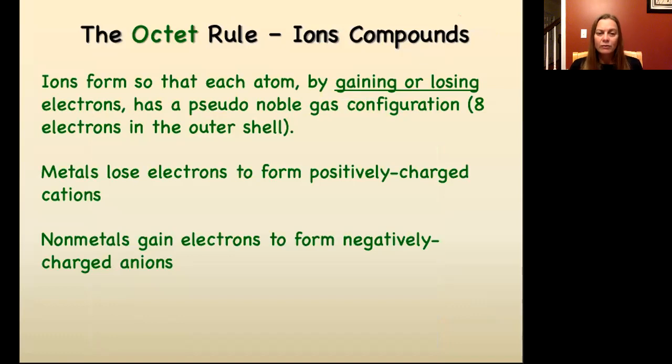So our metals, which have fewer valence electrons, are going to lose electrons to form positively charged cations. And nonmetals, which have more than 4, generally speaking, are going to gain electrons, and they're going to form negatively charged anions. So notice that we're losing electrons to form positive charge. When we lose something, we become positive because the things that we are losing are negative. And then when we gain electrons, it becomes negatively charged.